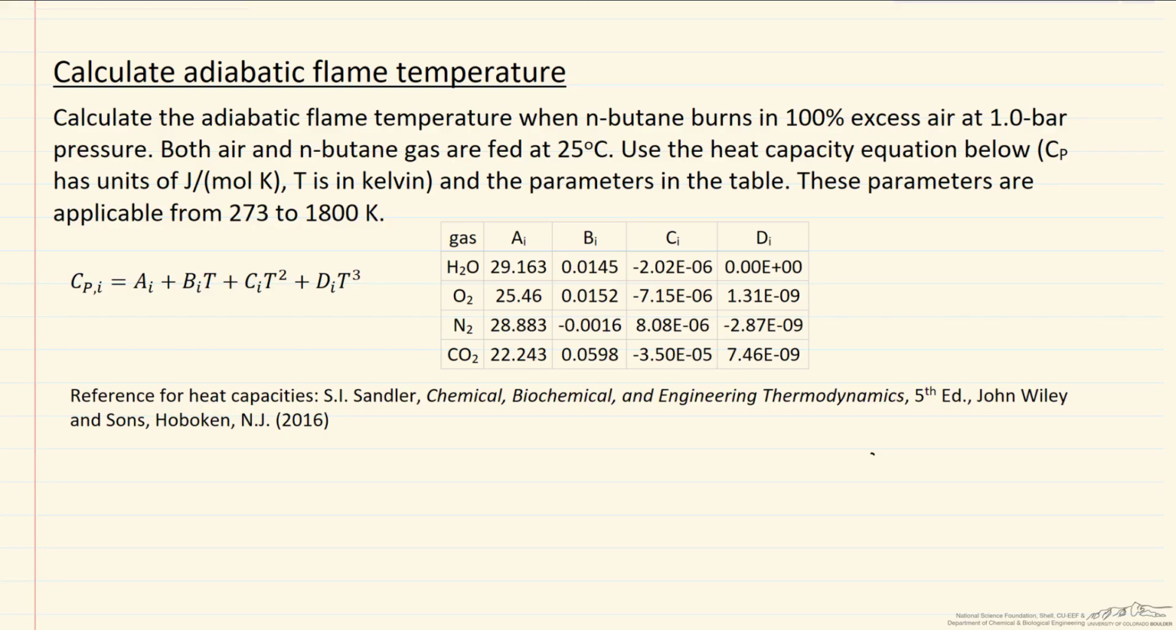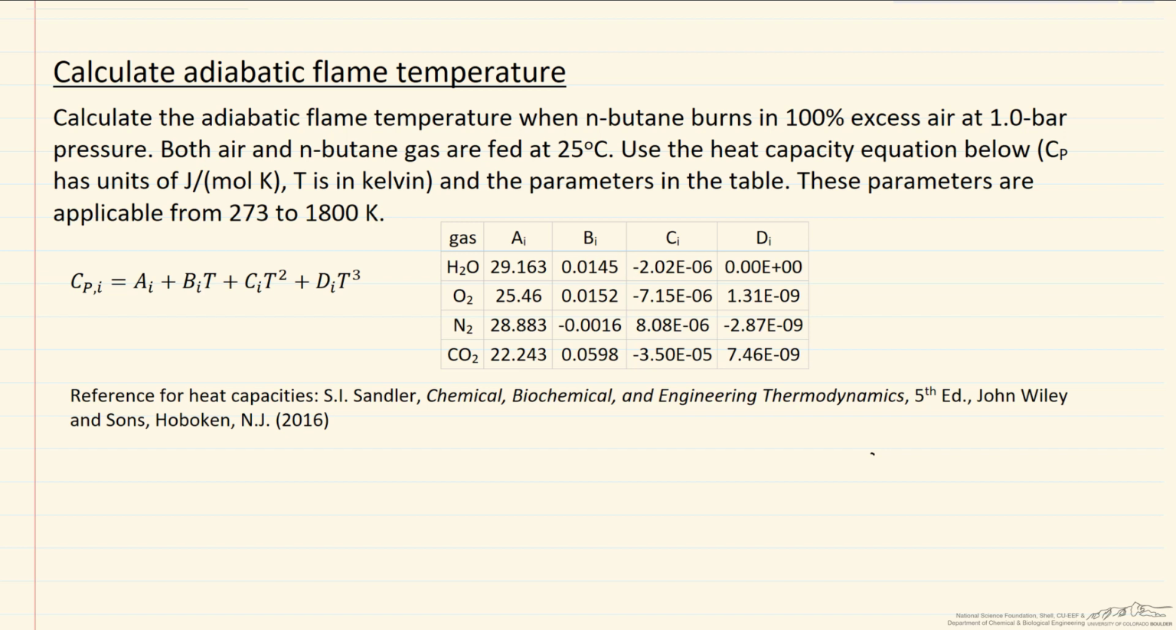Here we are going to calculate the adiabatic flame temperature for burning normal butane with 100% excess air, and both the butane and the air enter at 25 degrees C. So given the heat capacity parameters, the heat capacity is of the form A plus B times T plus C times T squared plus D times T cubed.